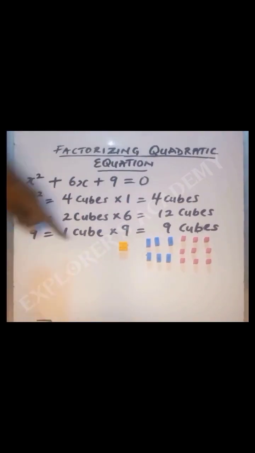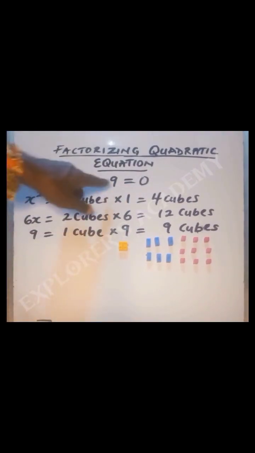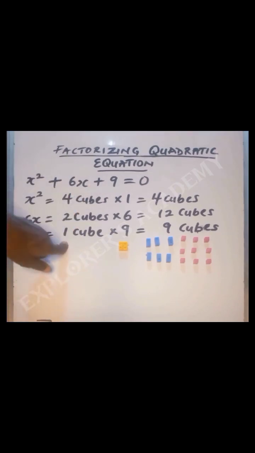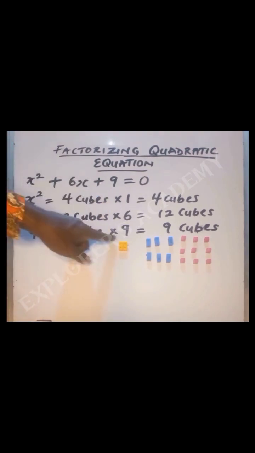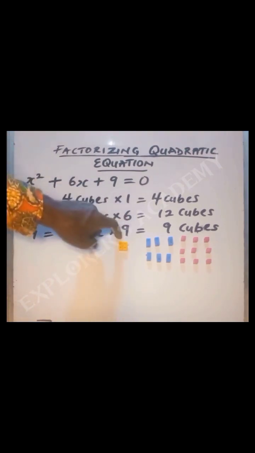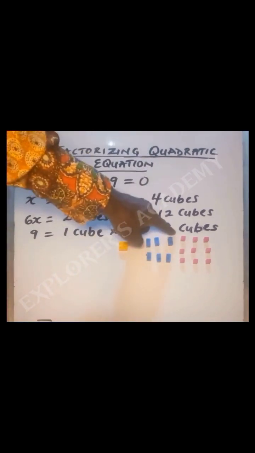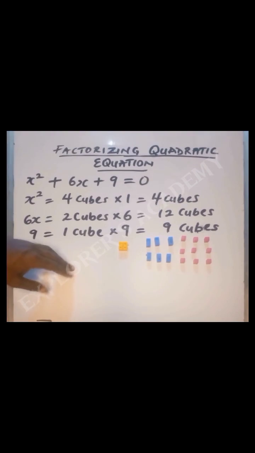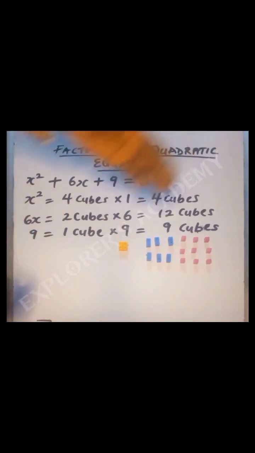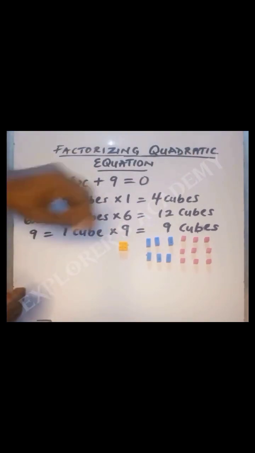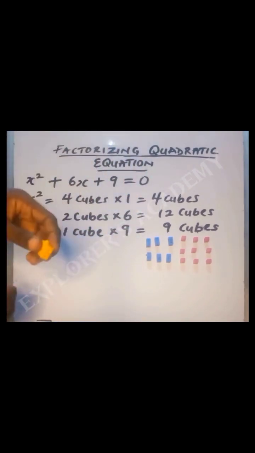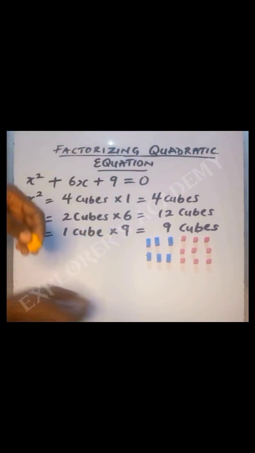Then we have the constant. We have 1 cube representing each constant, and then we have a constant of 9. That is why I'm multiplying the single cubes by 9. So we have a total of 4, 12, and 9 single cubes to be used. So we'll begin our calculation. How do we use this to solve this quadratic equation? Very simple. This is what we are going to do with this.